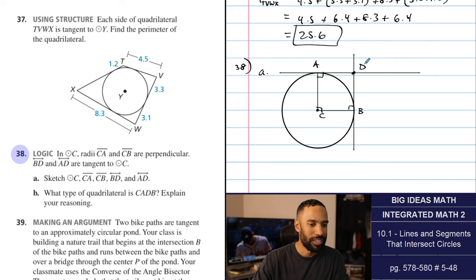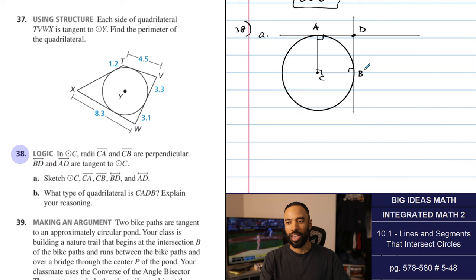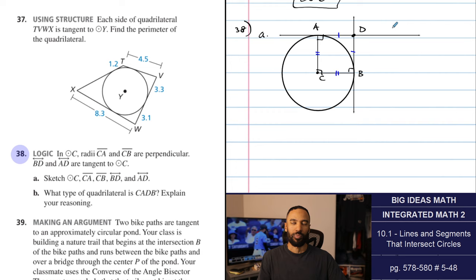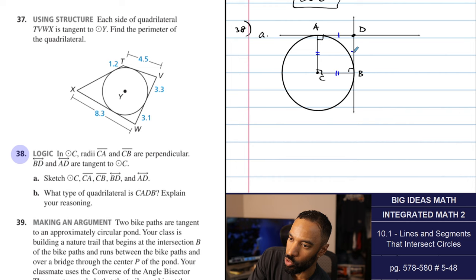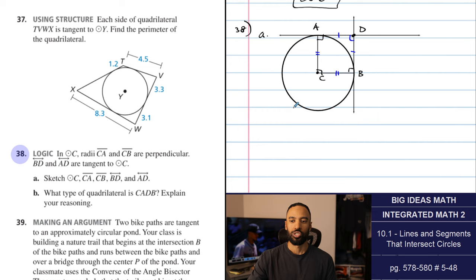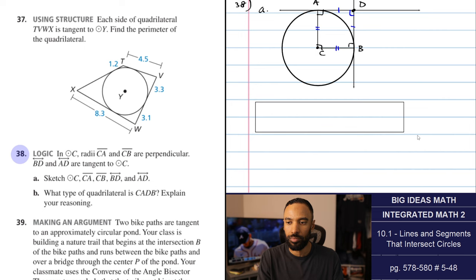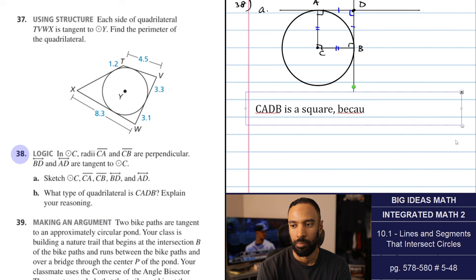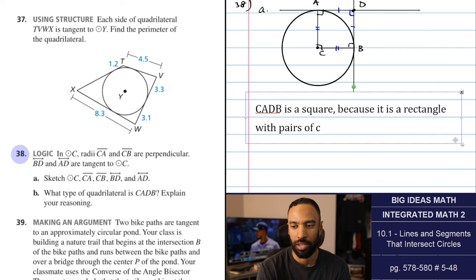Explain your reasoning. Well, guys, these are congruent to each other in their own way, but I got three right angles here. So I have a rectangle where consecutive sides are congruent to each other. Because I guess this must have to be a right angle. It's a quadrilateral, they add to 360. So a rectangle with consecutive sides congruent is a square. So CADB is a square because it is a rectangle with pairs of consecutive congruent sides.